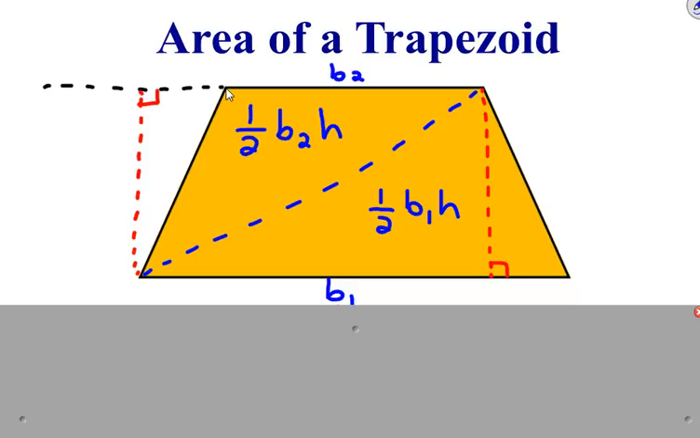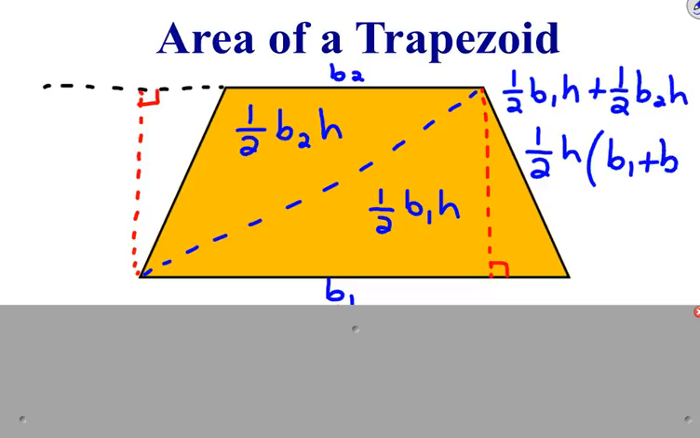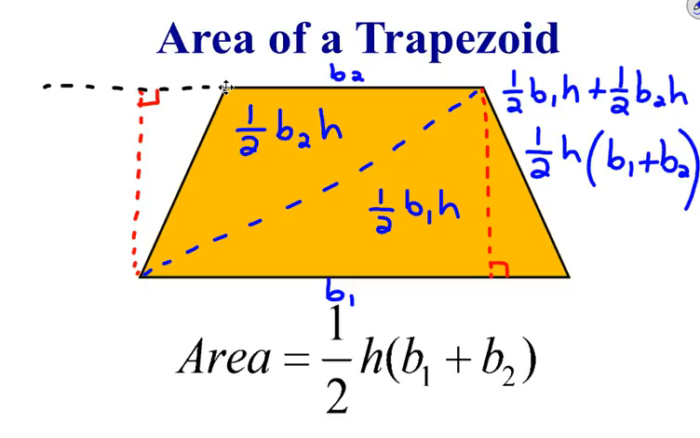So now we can take those two area formulas and add them together. So 1/2 base 1 times height plus 1/2 base 2 times height. And you should be writing this down in case it's a test question. And now we can factor out the 1/2 and the height because they're common factors. So we factor out 1/2 and the height, and what are we left with? Base 1 plus base 2. And we know this as half the height times the sum of the bases.